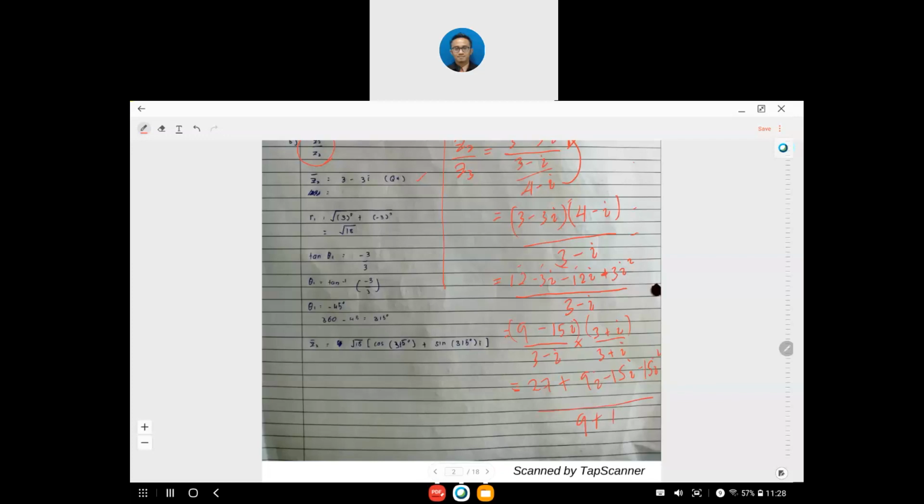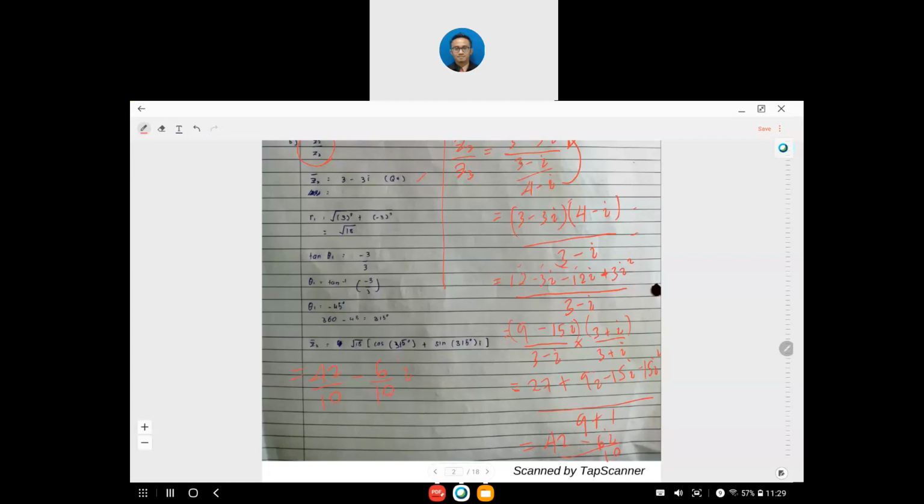So here it becomes 27, plus 15i, it becomes 42 minus 9i minus 15, you can get 6i divided by 10. Okay, here you will get 42 over 10 minus 6 over 10i.